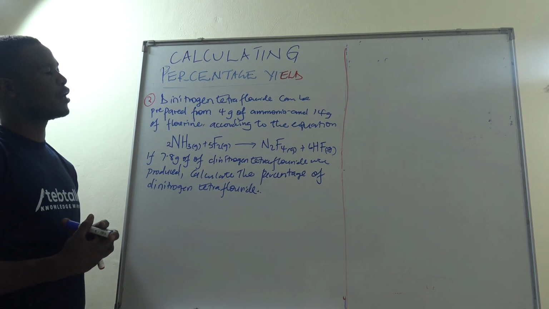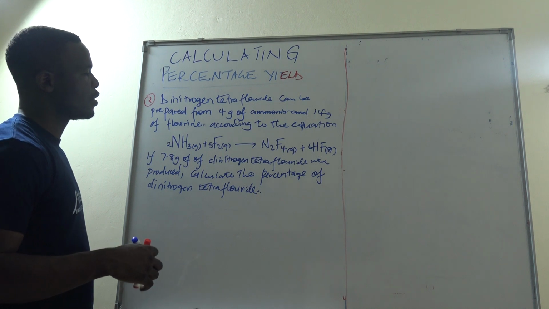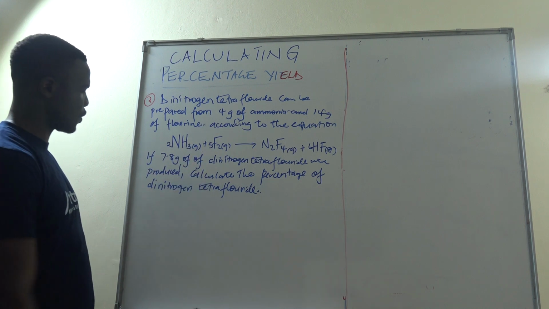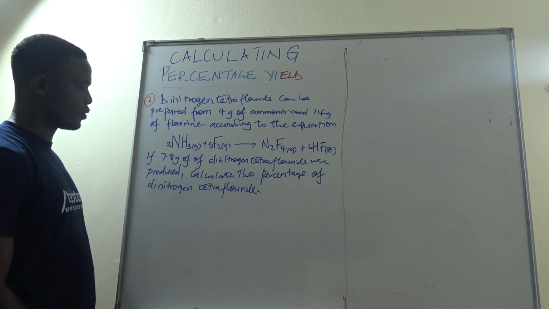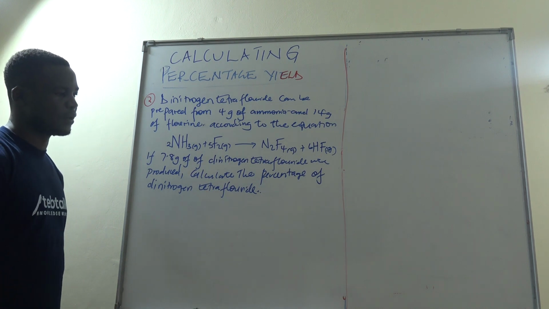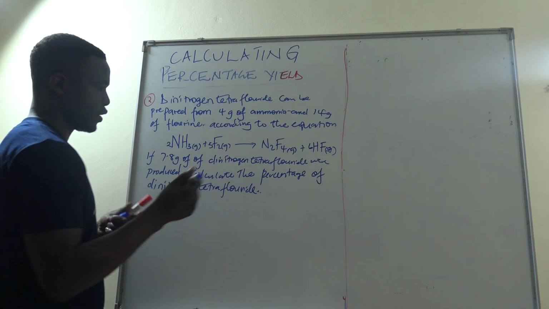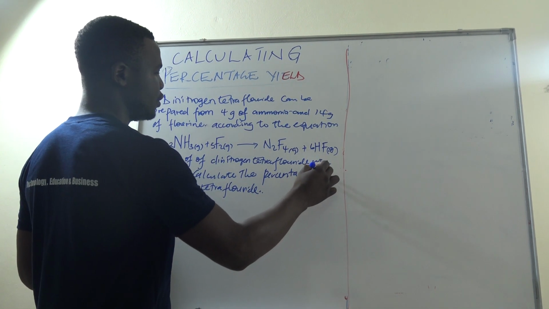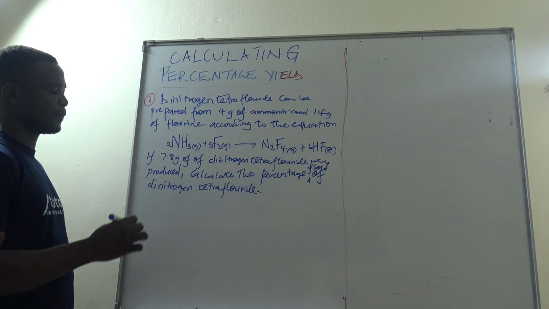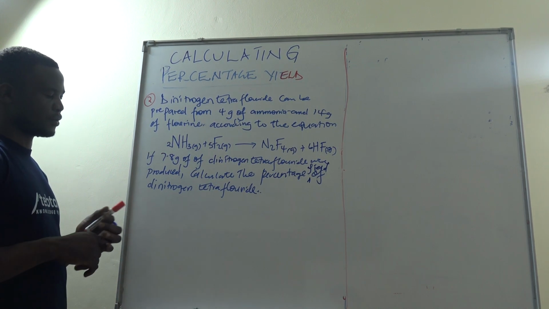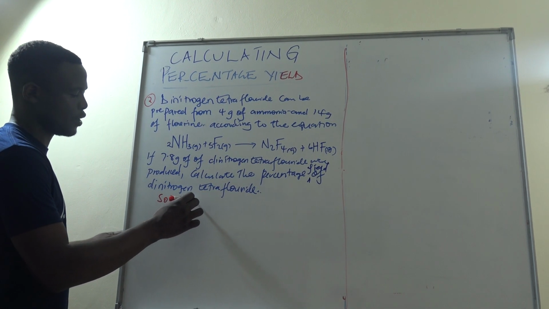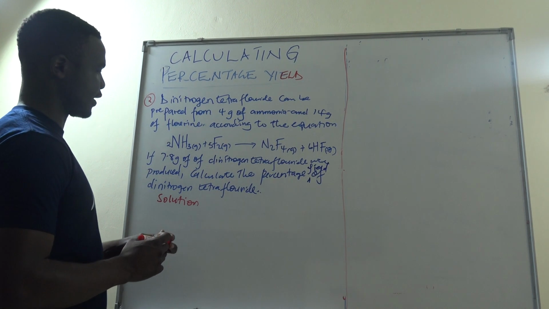They say that the dinitrogen tetrafluoride can be prepared from 4 grams of ammonia and 14 grams of fluorine according to this equation. Now they say that if 7.8 grams of dinitrogen tetrafluoride were produced, we should calculate the percentage yield of dinitrogen tetrafluoride. Now, you remember in the previous example, we said that we have steps that we are supposed to follow when we are answering such a question.